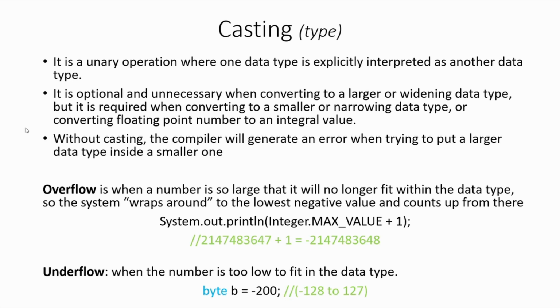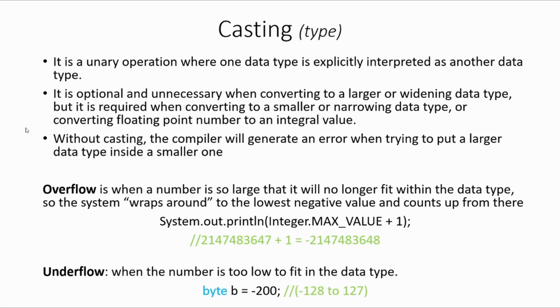If you are putting an integral value into a long, it is optional and unnecessary, but it is required when converting to a smaller or narrowing data type. Like if you want to put a long into an integer, it is required, or if you want to convert a floating point to an integral value. Remember that if you do this, floating point to an integral value, any value after the decimal will be truncated. Without casting, the compiler will generate an error when trying to put a larger data type inside a smaller one.